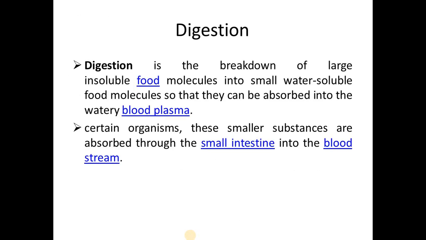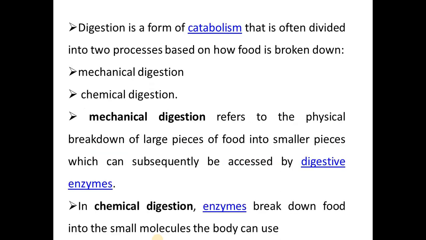So in the previous session 8, I described the definition of digestion, types of digestion and the human digestive system. Digestion is the breakdown of larger insoluble food molecules into smaller water soluble food molecules so that they can be absorbed into the watery blood plasma. In certain organisms, these smaller substances are absorbed through the small intestine into the bloodstream.